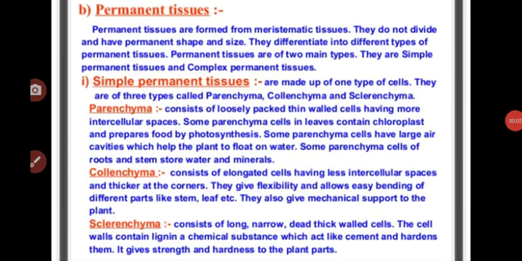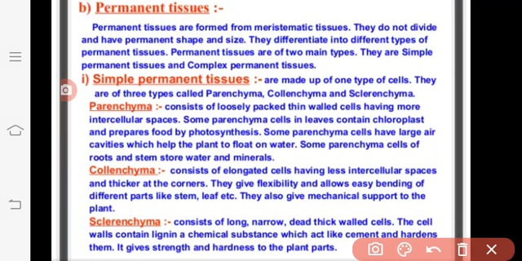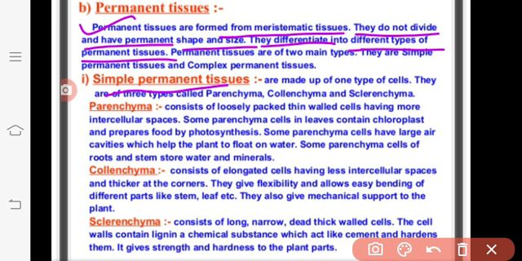Hello students, today I am going to introduce the next topic, that is permanent tissue. Permanent tissue is of two types: simple permanent tissue and complex permanent tissue. Permanent tissues are formed from the meristematic tissue. They don't divide and they have permanent shape and size. They differentiate into the different types of permanent tissues.